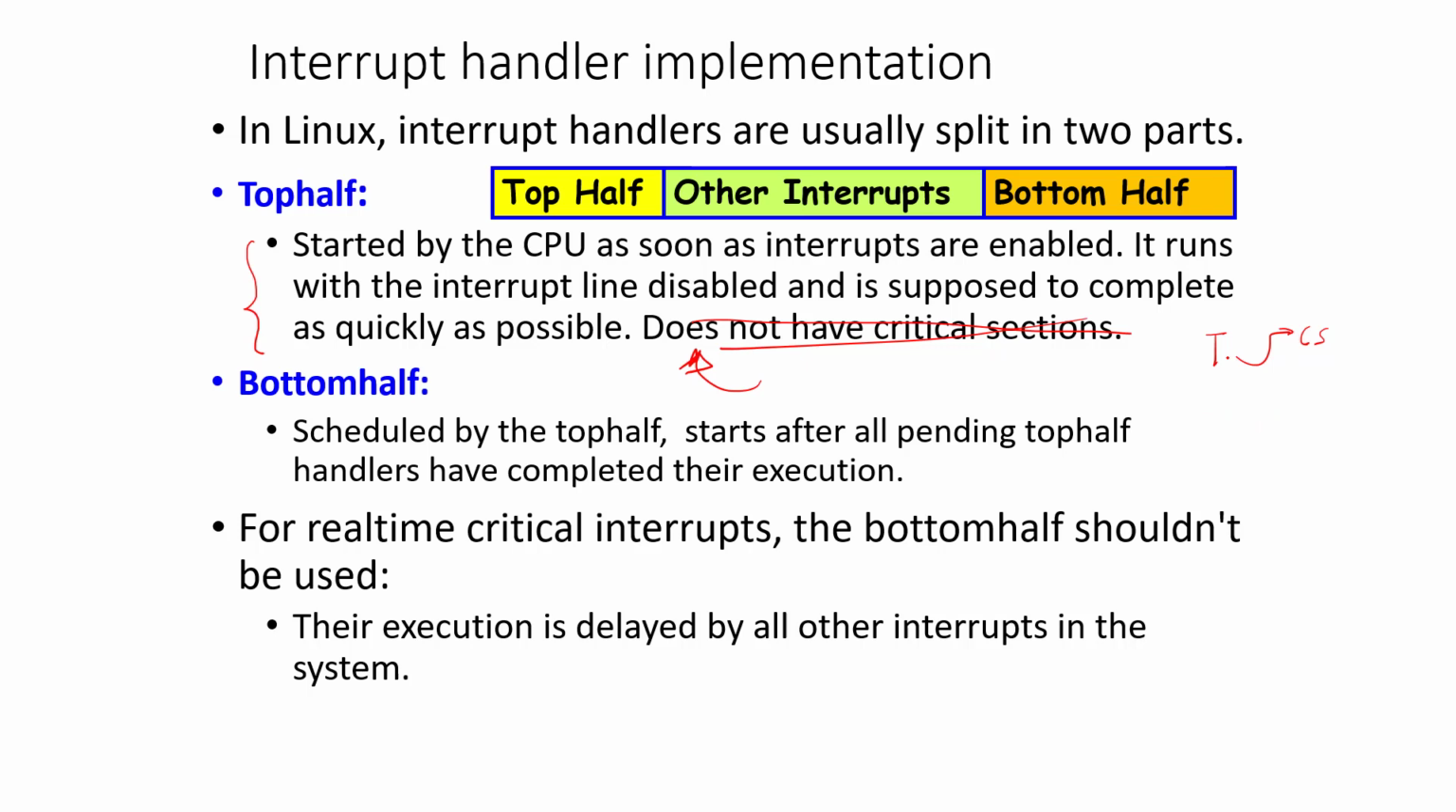The bottom half, on the other hand, is scheduled by the top half. It runs at a later instant of time and it does a bulk of the interrupt processing. So, definitely for real time critical interrupts, the bottom half should not be used because it may be scheduled much later, right? And it will also depend upon other interrupts of the system. So it is always best for a real-time critical interrupt to keep its footprint as small as possible and preferably execute all of it in the top half to reduce the interrupt latency.